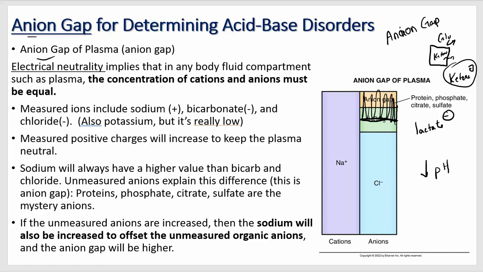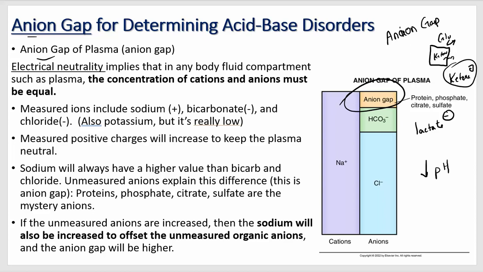So measured ions include sodium, bicarbonate, chloride, also potassium, but it's really low. Measured positive charges will increase to keep the plasma neutral. So we're trying to keep that plasma neutral. Sodium will always have a higher value than just bicarb and chloride because there are always unmeasured anions that make up the difference.